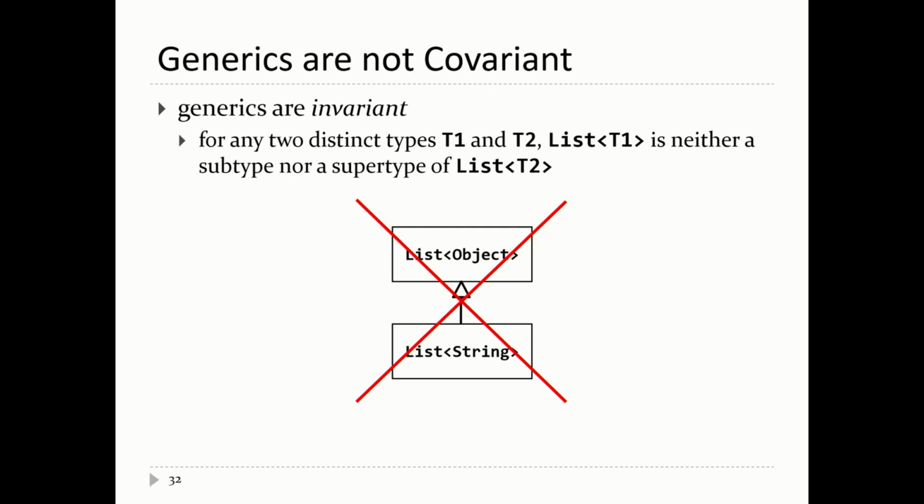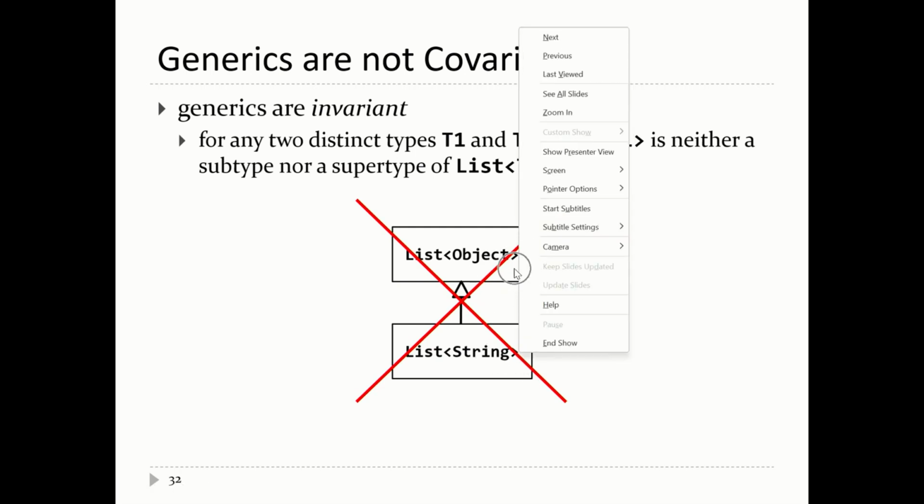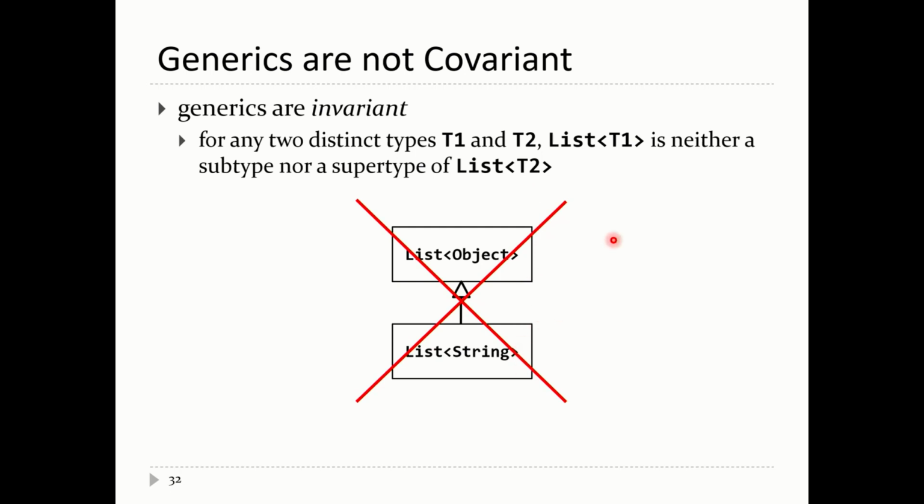Generics don't work this way. Generics are invariant. So if I have a list of object and a list of string, there's no relationship between these two. Oh, sorry, there's no relationship between these two types. There's no inheritance, no aggregation, no composition, nothing. There's no relationship between a list of string and a list of object. So list T1 is neither a subtype nor supertype of list T2. No inheritance relationship exists here, which means I cannot substitute a list of string for a list of object.